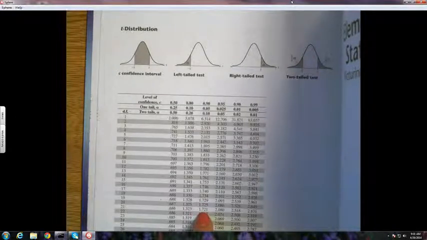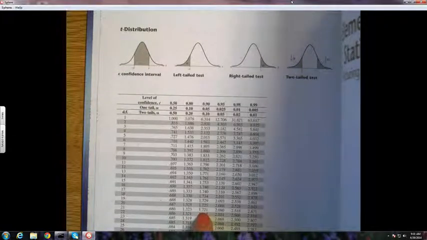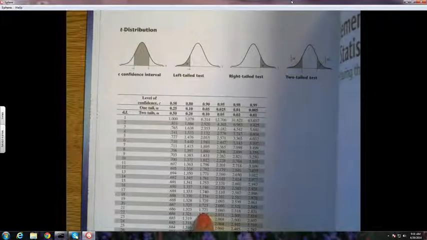Did that work? 1.721? So it's the same as with the invNorm, you need what's in the tail, and we always just take the positive. Oh, so it's 1.7207128. So 1.721, same thing. So you've got to do the same thing with the invT: put the area in the tail, and you can use your invT if you have that on your calculator.